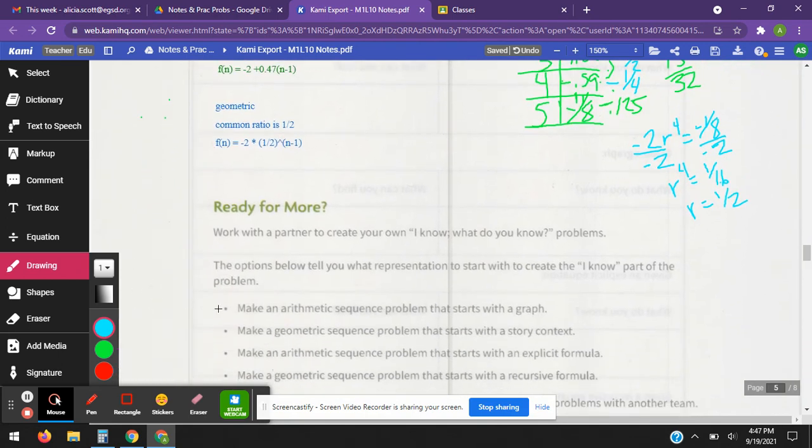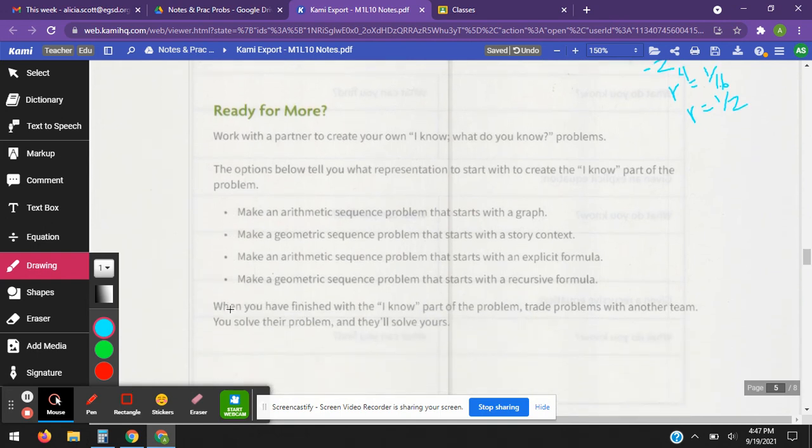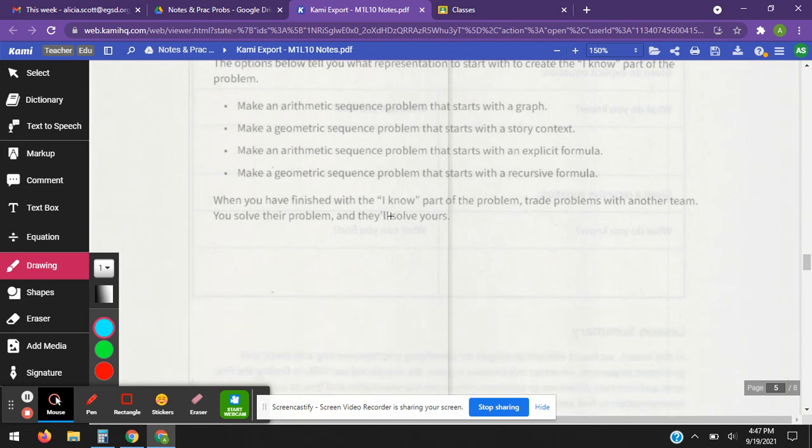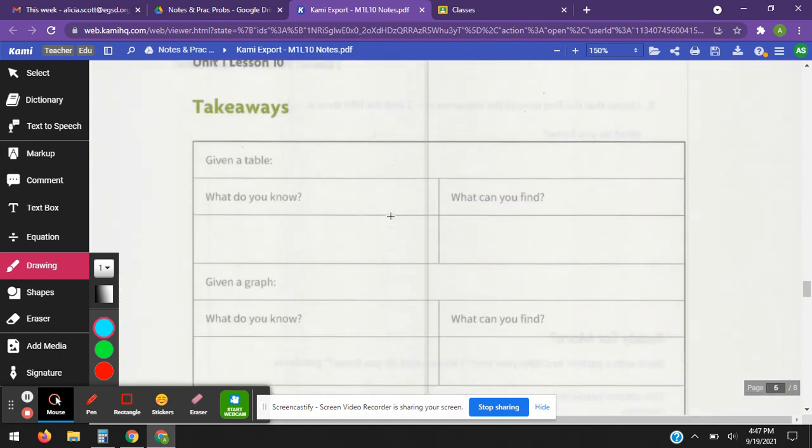All right, ready for more? We are not going to bother with this one, because you're supposed to work with a partner, create your own, and see if you can try them with different ways. You're doing the I know part, and then have another team solve it. So we're not going to worry about that one right now.